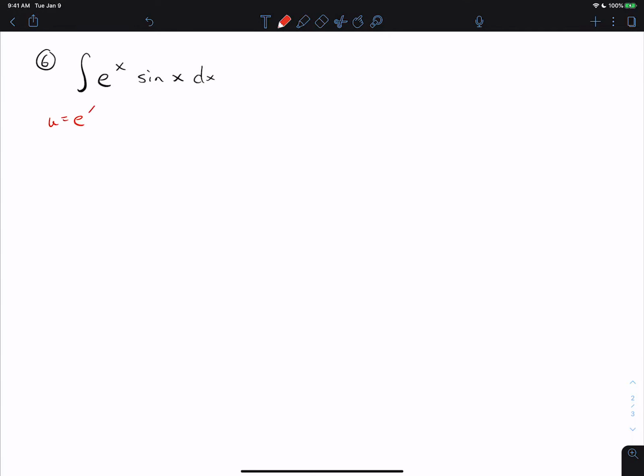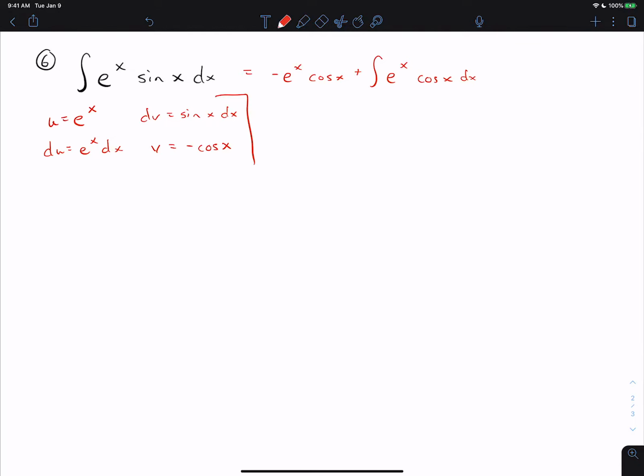So I'm going to choose for u to equal e to the x and dv to equal sine x dx. So if u is e to the x, du is e to the x dx. If dv is sine x dx, then v is negative cosine because it's the antiderivative. So we start with integration by parts. We do uv, that's negative e to the x cosine x, minus v du, well that's minus negative, so it's plus, the integral of e to the x cosine x dx.